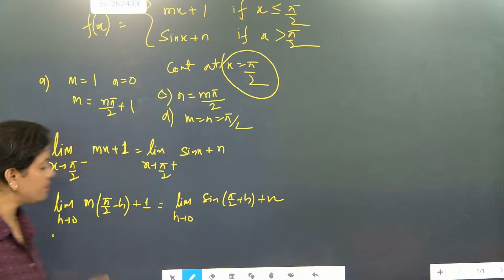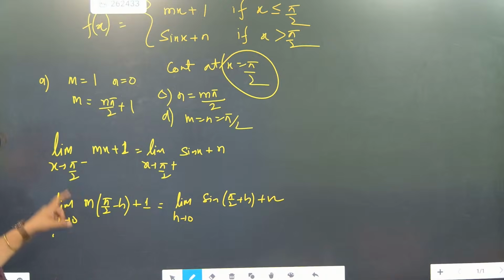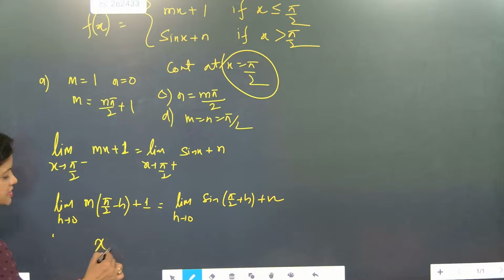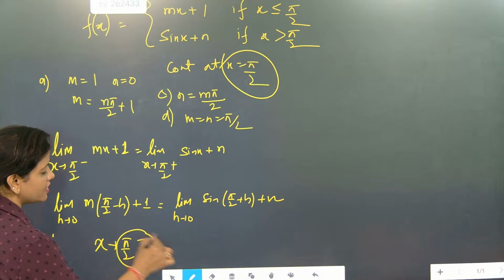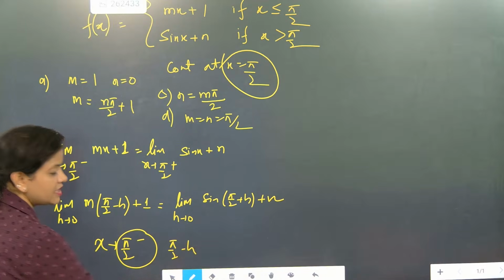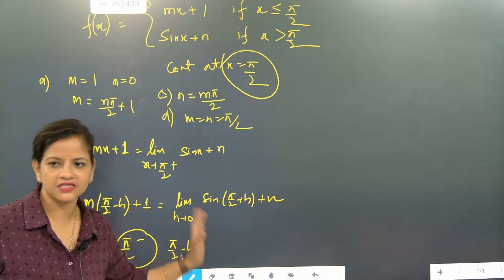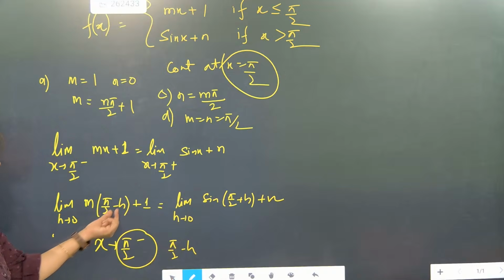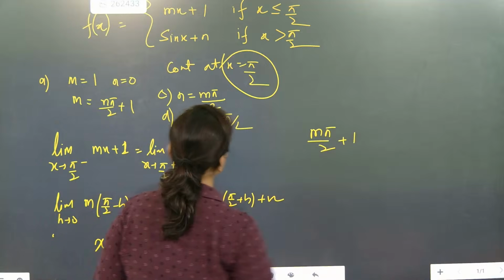Shortcut technique: pi by 2 minus h, h tends to 0. So whenever you are writing x tends to pi by 2 minus, directly understand, write it as shortcut pi by 2 minus h. Done? So wherever x was there, specifically I wrote there pi by 2 minus h. Now beta, when h becomes 0, is it going to affect you more? No. It is giving m pi by 2 plus 1.